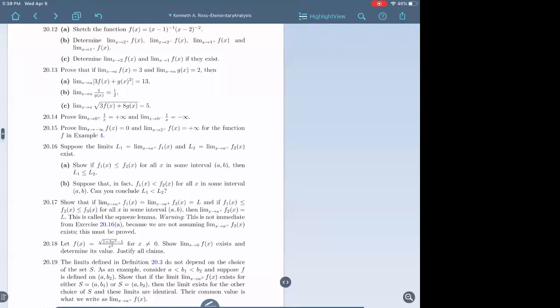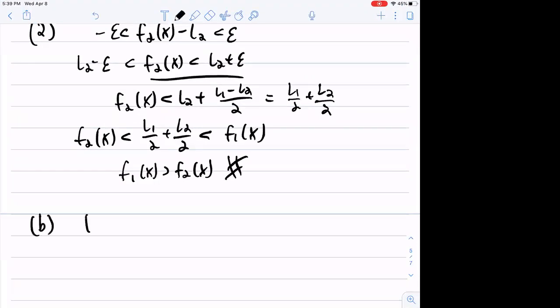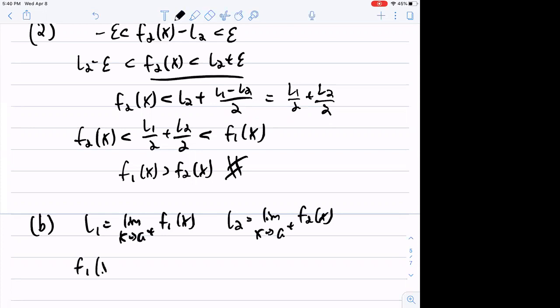So part 2. Suppose that in fact F1 is smaller than F2 of x for all x in (a, b). Can we say L1 is less than L2? So remember L1 is this limit, L2 is this limit, right? No, sorry, this should still be part A. I don't know why I wrote B. So the question is, if this is true, is L1 less than L2?